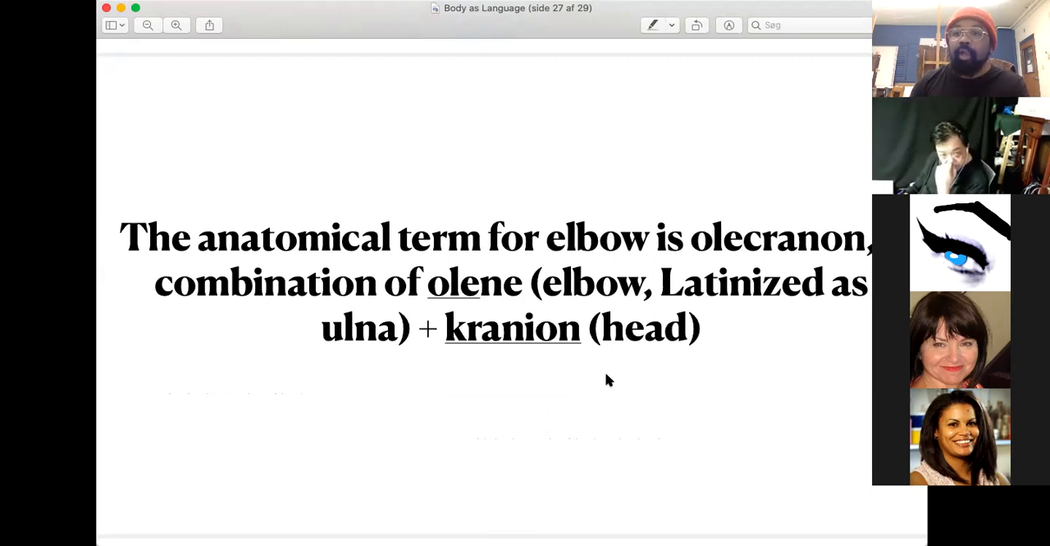One of them being the elbow. The elbow is a part of your ulna. It's the thicker part of your ulna attaching to the end of your humerus, your upper arm bone. And the word olecranon is the anatomical term for elbow. But if we break that word apart, it is the cranium or the head of your oleni, which is a Greek word, which is where we get the word ulna from. So it can be seen as the cranium almost of your ulna.